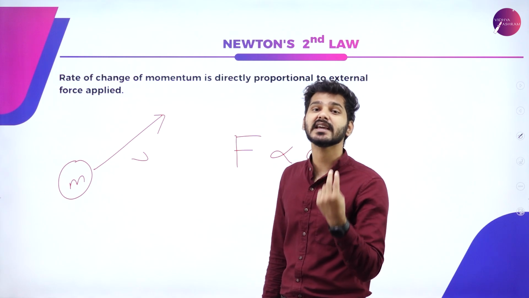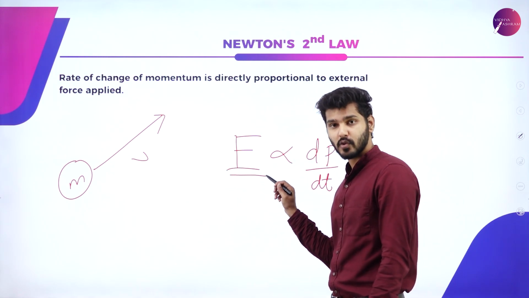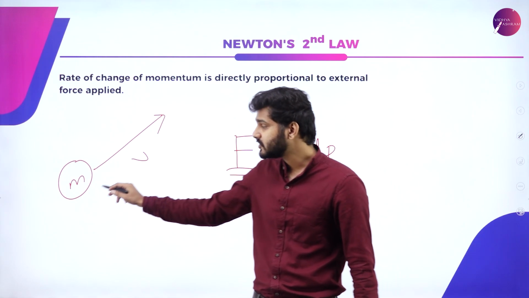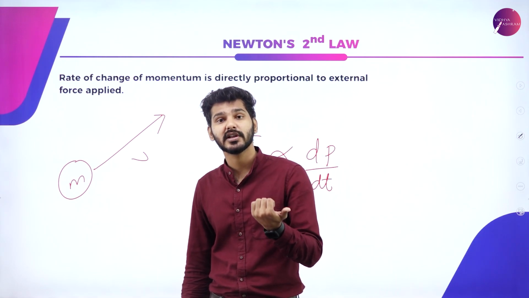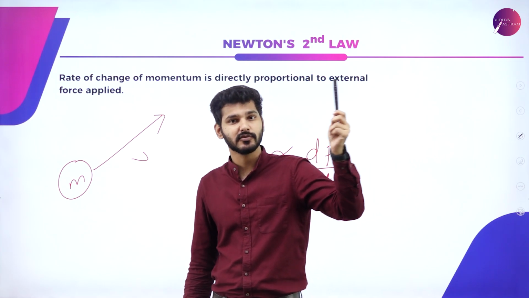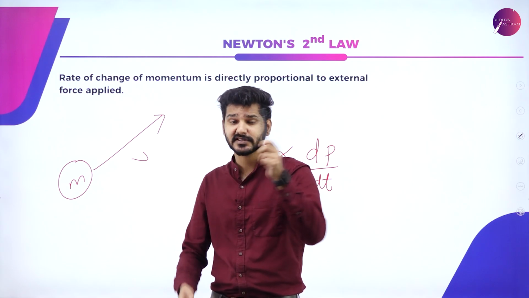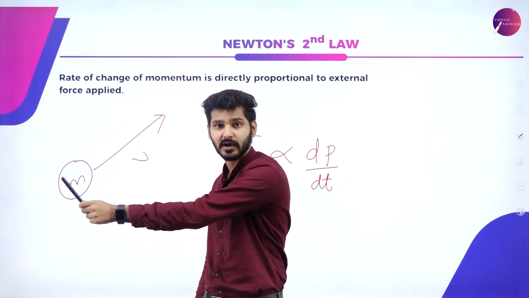So what Newton's second law is actually stating is that if I apply a force, I can change this body's momentum. Imagine that an object is moving like this. If no external force is applied, by Newton's first law, it is going to move along that particular path.